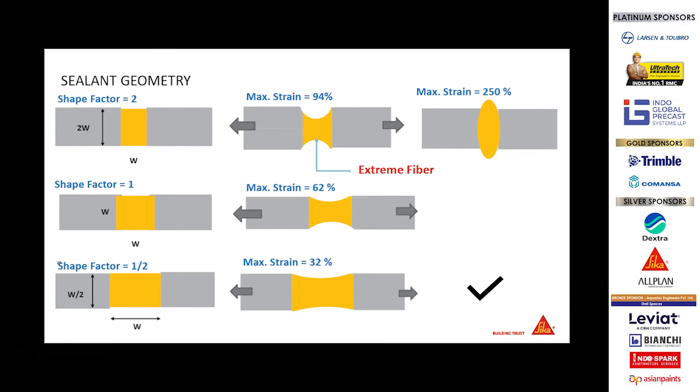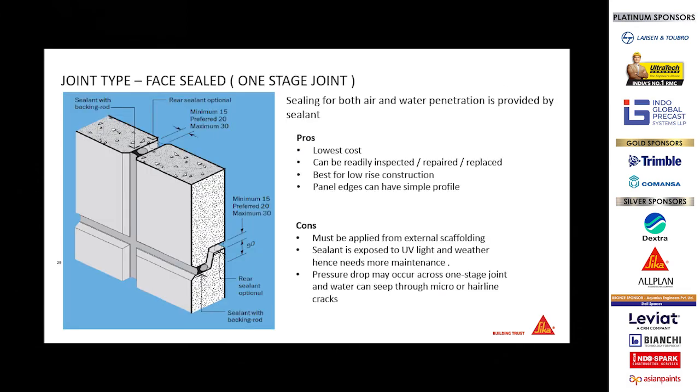What should be the right dimension of the sealant? In case the width is less than the depth of the sealant, you see at the extreme fiber there would be more strain, 94%. If the shape factor is such that width and depth are equal, the strain at the extreme fiber of the sealant is 62%. And in case the depth is half of the width, the strain is very less. So this is an ideal situation.